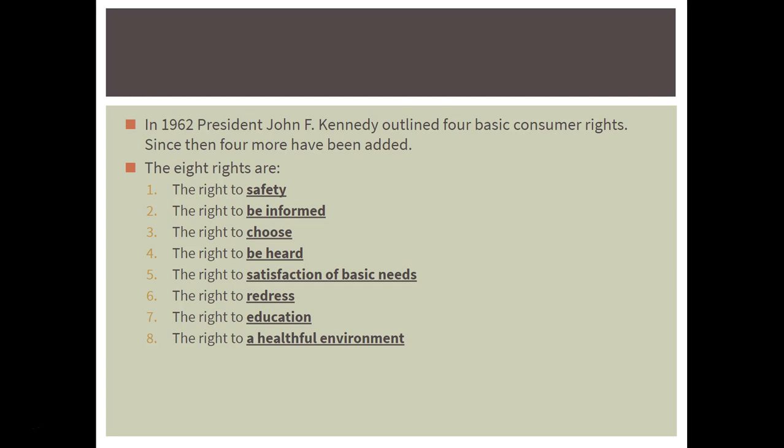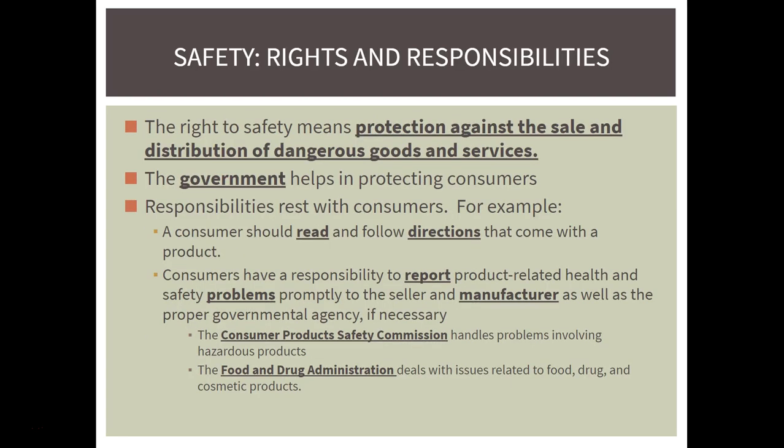So, these were first established in 1962 by President John F. Kennedy, and they outlined the four basic consumer rights. And then since then, four more have been added. So those eight rights are the right to safety, the right to be informed, the right to choose, the right to be heard, the right to satisfaction of basic needs, the right to redress, the right to education, and the right to a healthful environment. So we're going to look at all of these individually.